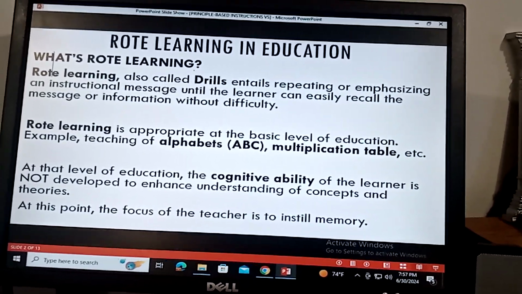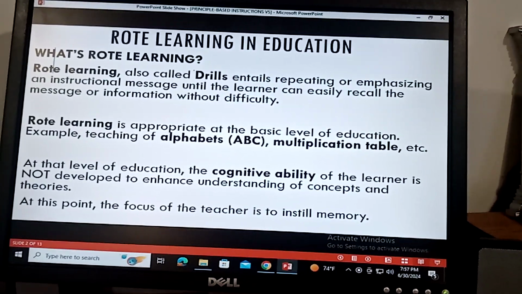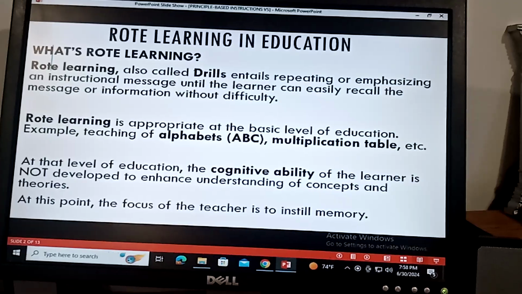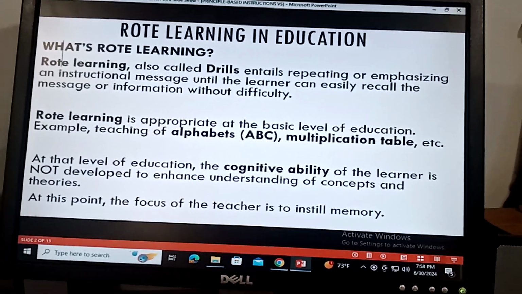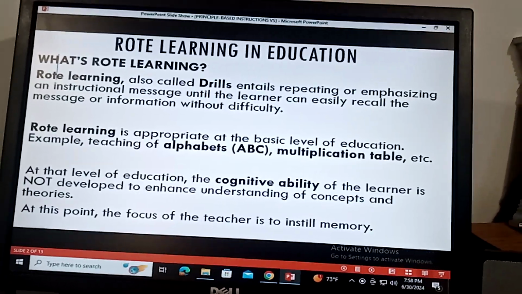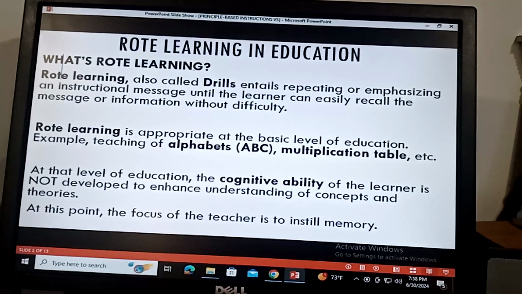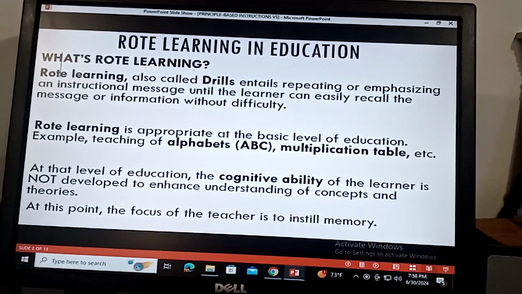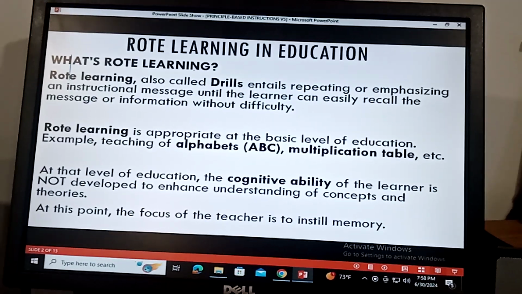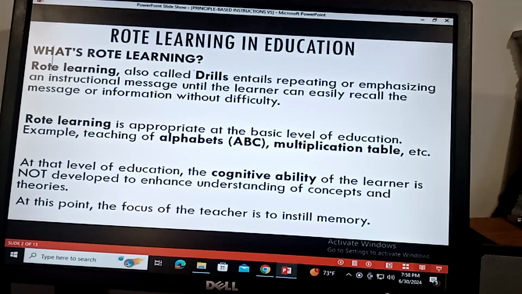Rote learning is appropriate at the basic level of education. For example, for teaching alphabets, ABC, or multiplication table, etc. At that level of education, the basic level, it is believed that the cognitive ability of the learner is not developed to enhance understanding of concepts and theories.